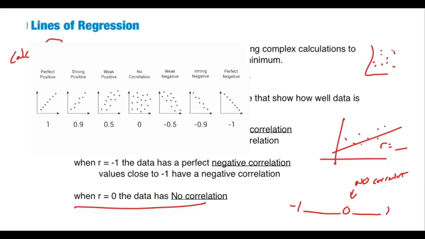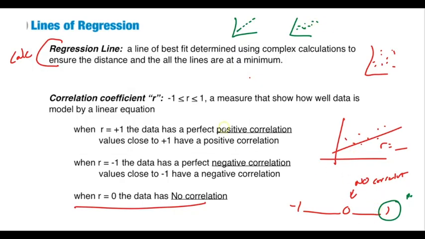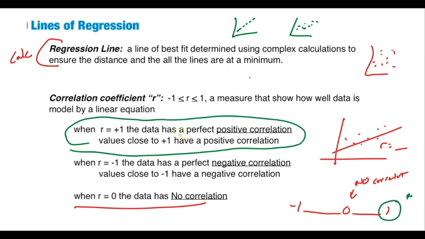When R is 1, that means positive. This is like a perfect positive. That means it's a straight line, so it's 100% correlation. Sometimes we don't get that. Sometimes we have a little bit less. It's going like this, but still going up. Then that'll be R like 0.85. The closer to 1 you are, the more positive the correlation is, the stronger the correlation is. If you get an R that's 0.3, it's a weak positive. It's going up, but it's very weak.